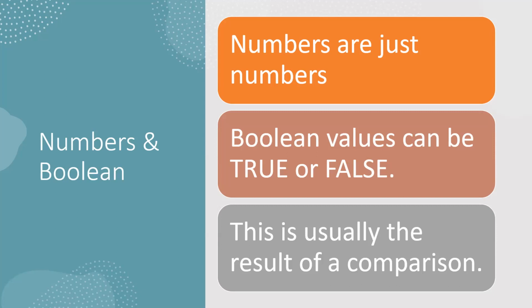If something is true, then we give 1. If something is false, then we give 0. This is usually the result of a comparison. Whatever comparison we do, we get a result of true or false. That true or false is my boolean data type.